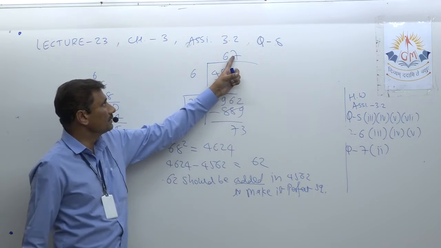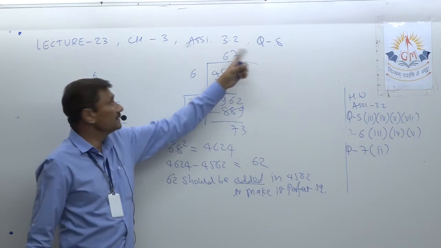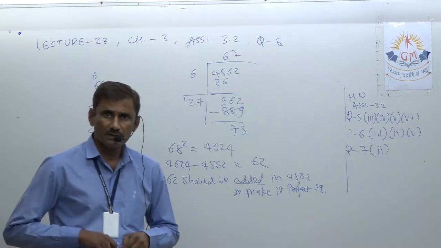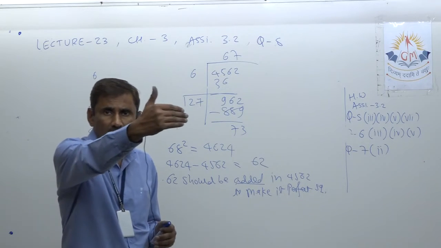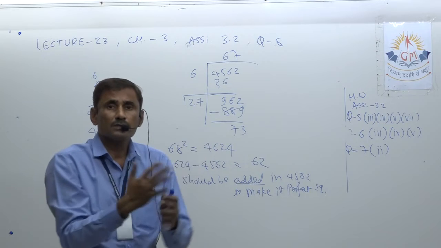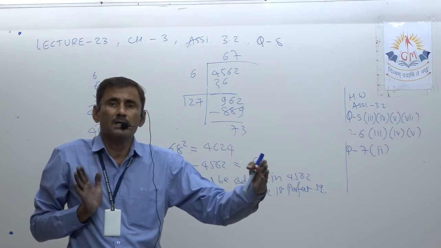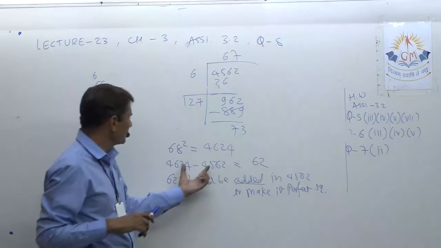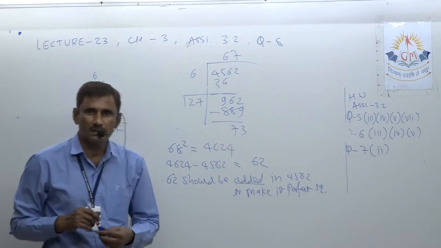Just look here at the quotient. What is the next number? It is 68. So what is 68 square? Now we are not there. We have to reach there. So how much still ahead is it? How far? It is 62 far. So we should add 62. Understood?